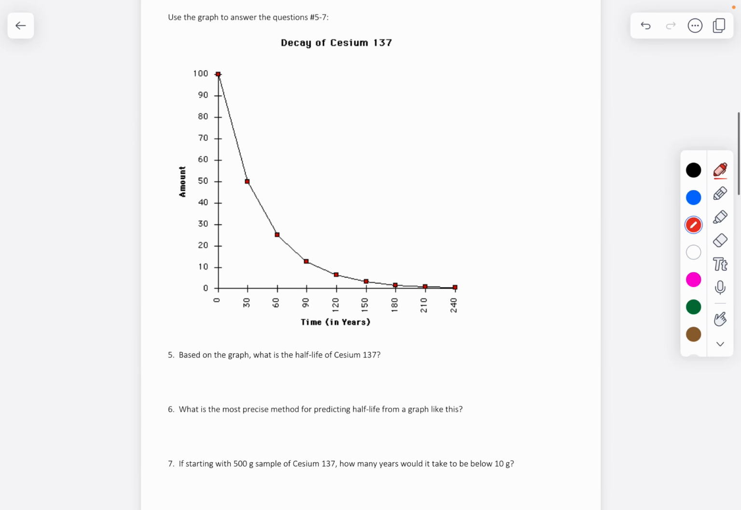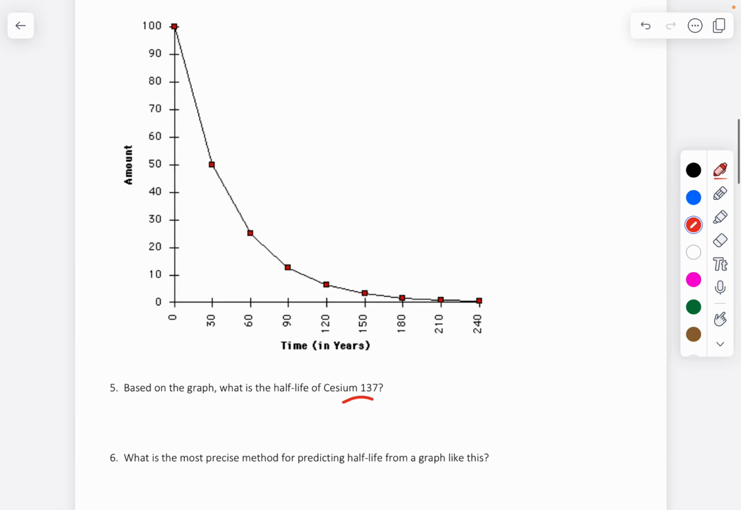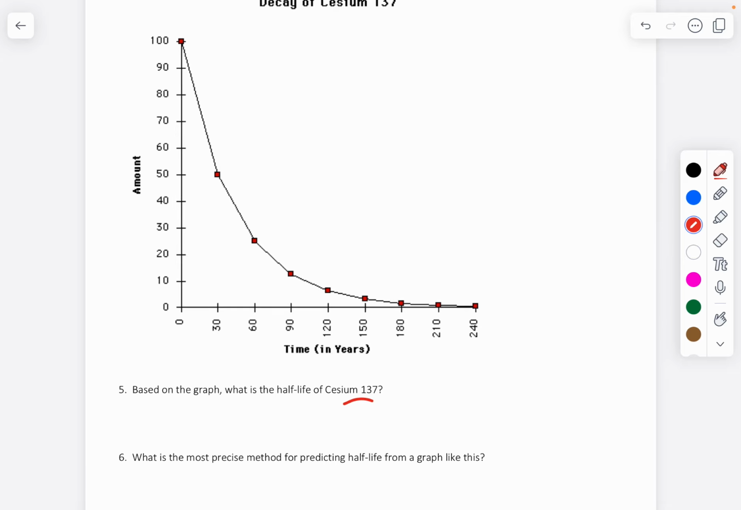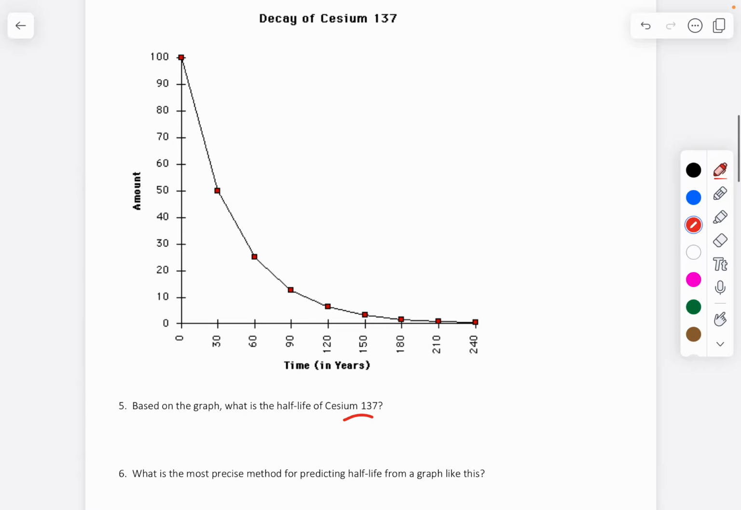Based on the graph, what is the half-life of cesium-137? Okay, so we have cesium, and we're looking for the half-life. Now, the half-life is when the full amount goes to 1/2, right? So it starts at 100, maybe I'll say grams. So we're looking for 50. When does it hit 50? Here's 50, and you can see that it's 50 after about 30 years. So here's our x-axis, it's in years, our y-axis is amount.